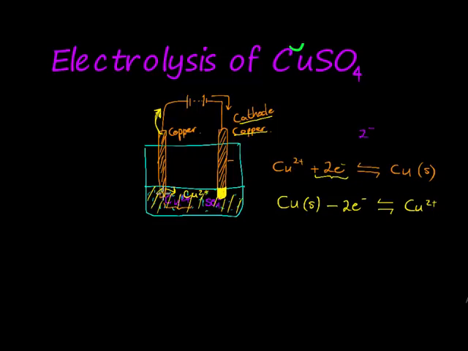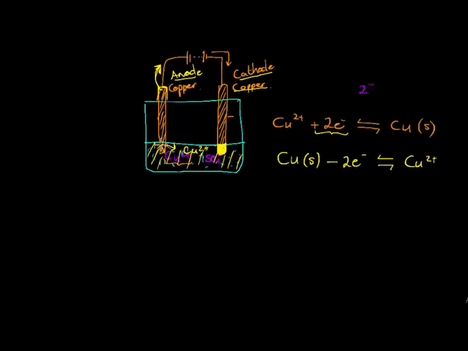But what will happen to the anode? Remember, the anode is the electrode from where electrons flow in the outside circuit. So the anode, which is made of copper, this time it has to be made of copper so that we can keep the concentration of copper in the electrolytic solution constant. But what will happen to this electrode bar? This electrode bar will start to erode.